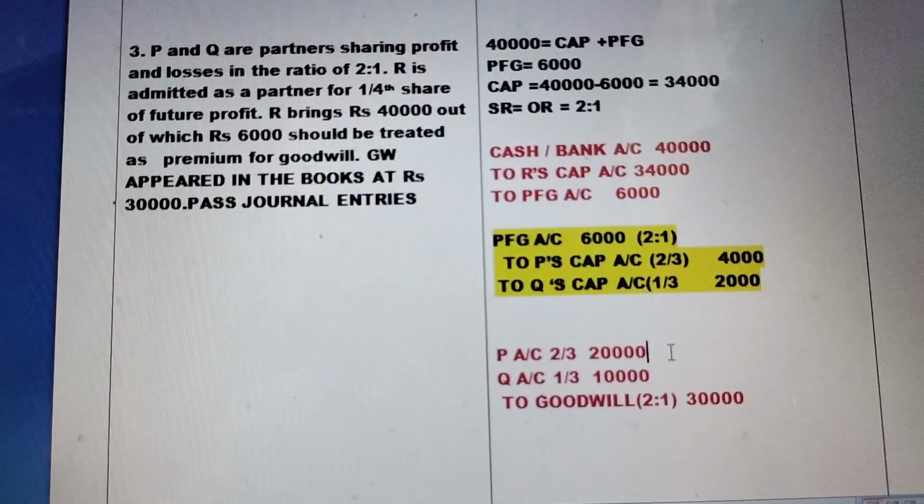I am using the old ratio, not the sacrificing ratio. Though your old ratio and sacrificing ratio are the same here, in every question it will not be the same. Only for distributing premium for goodwill do we use the sacrificing ratio. In other cases, mostly we use the old ratio, and if you are taking all partners, we use the new ratio. I hope you have understood this concept.